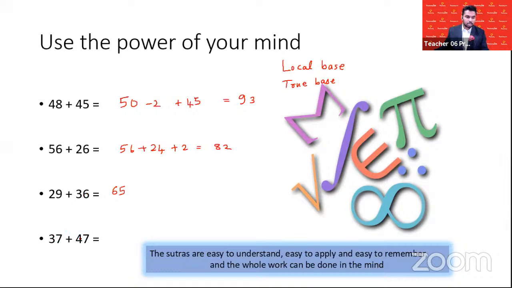What about 37 and 47? They are close to their bases by 3. They are 3 below their respective bases. So the bases are 40 and 50, that makes it 90, but you have to subtract 3 from each. That means you have to take 6 in total. So that is 84. So this is how you can speed up a lot of additions.